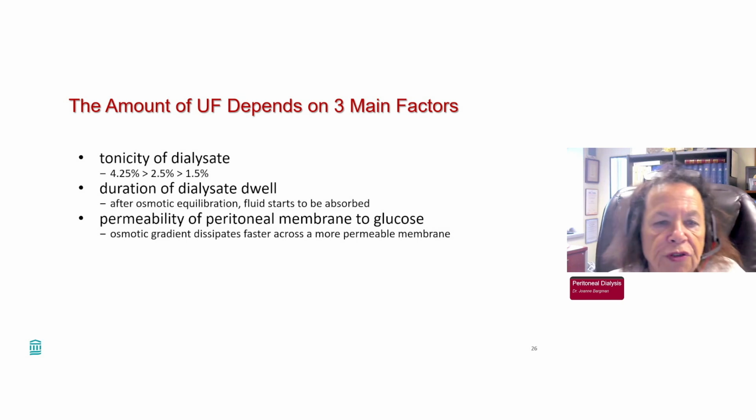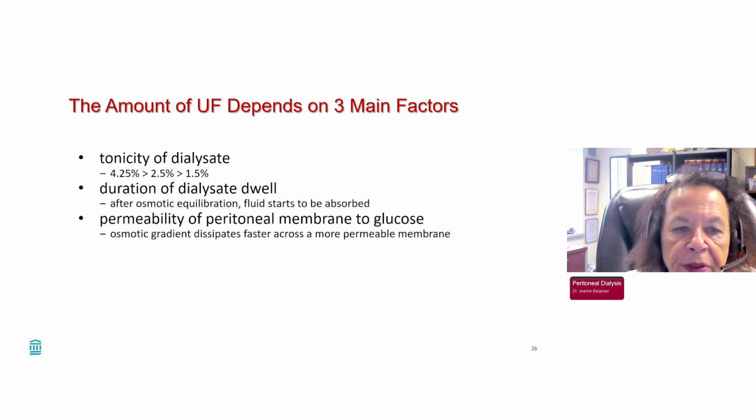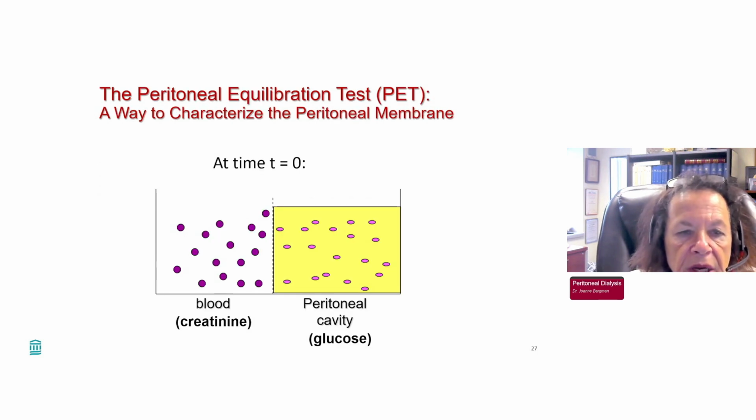So the amount of ultrafiltration in peritoneal dialysis depends on three things: the strength or the tonicity of the dialysis fluid, the duration of the dwell, as I explained, and then the third thing we haven't talked about is the intrinsic permeability of the patient's peritoneal membrane to glucose. And if you have someone who has what I call a leakier permeable membrane, or they're a more rapid transporter, then glucose will dissipate faster out of the peritoneal fluid, and the osmotic gradient will dissipate faster.